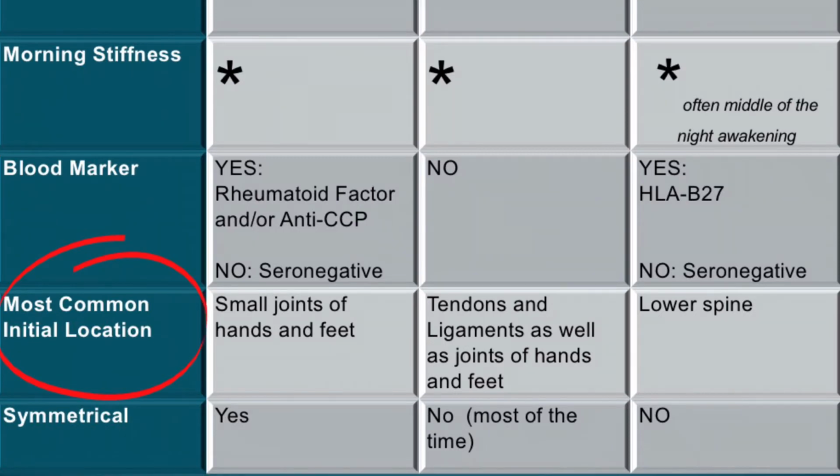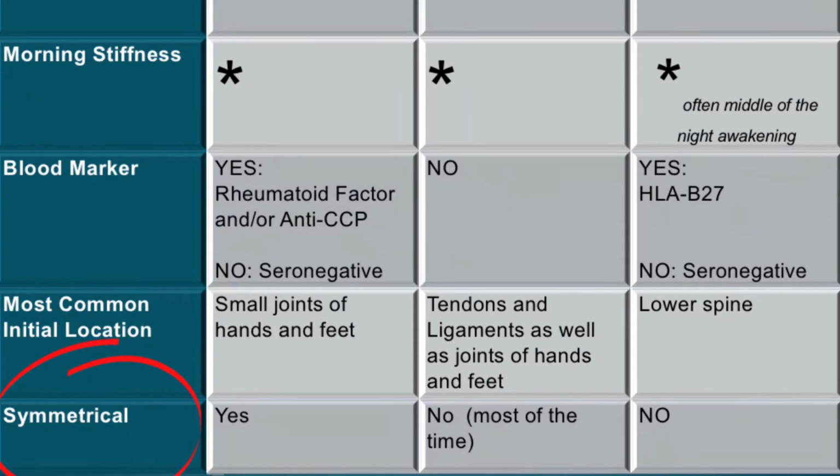If we look at where these things start, as we saw in our previous slide, the most common location for rheumatoid arthritis to begin is the small joints of the hands or feet. In psoriatic arthritis, as mentioned, the tendons and ligaments is where the inflammation starts, and that's where they attach into the joints. It could be the joints of the hands and feet, but we can also see it starting in our larger joints. In ankylosing spondylitis, the most common area for it to begin, as mentioned, is the lower spine.